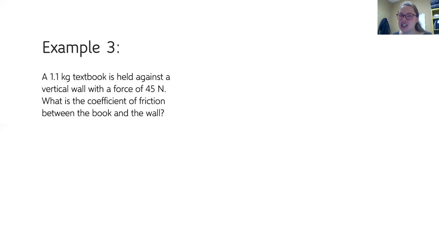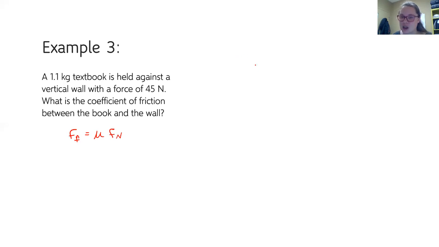So an 11 kg textbook is held against a vertical wall with a force of 45 newtons. What's the coefficient of friction between the book and the wall? So this is a lot like the last question. We're looking for the coefficient of friction, so we're going to have to find the force of friction. We're going to need to know the normal force. Okay, so force of friction is equal to mu Fn. So we need to find both of these pieces.